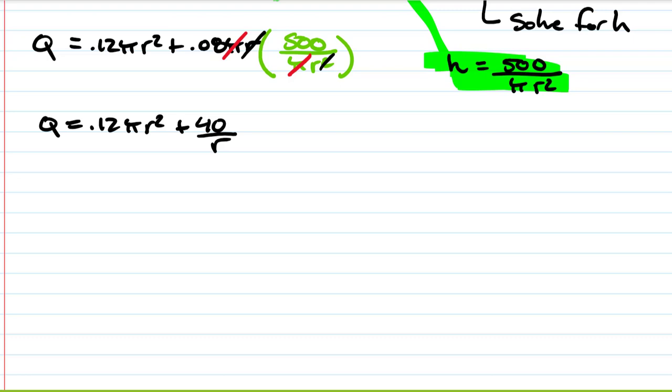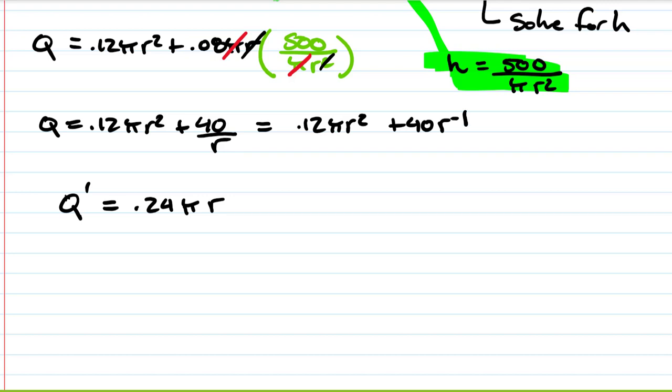and we need to find our critical number. So we take our derivative. Before we do, I'm going to rewrite this as 40r to the negative 1. So q prime is going to be 0.24 pi r. And then we take our derivatives, so the negative 1 goes out in front. Negative 1 times 40 gives me negative 40 r to the negative 2. So then rewriting this, I get 0.24 pi r minus 40 over r squared.